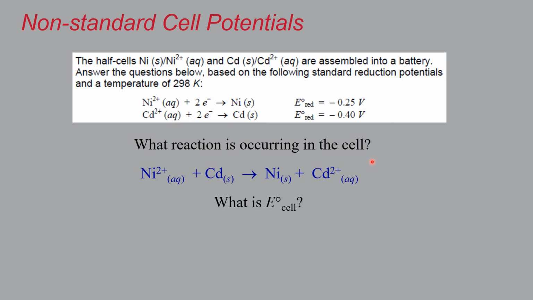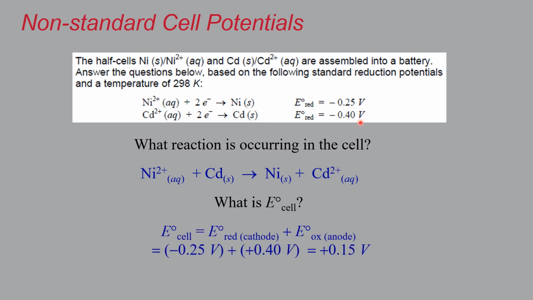And the next question is, what is the standard potential of that cell? And again, just to add up the potentials, this one remained the reduction potential, and this one became the oxidation potential. The standard cell potential is the sum of the two. So the reduction potential is negative 0.25 volts. The oxidation potential is now positive 0.4 volts because we flipped it, which gives us a positive 0.15 volts.